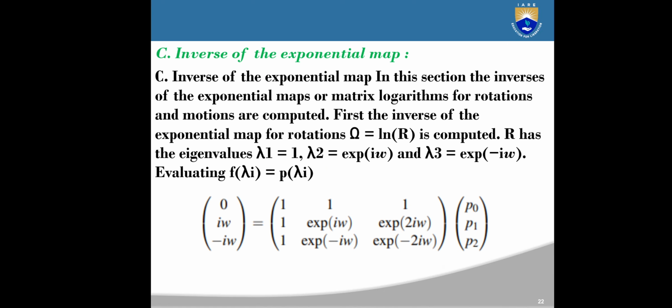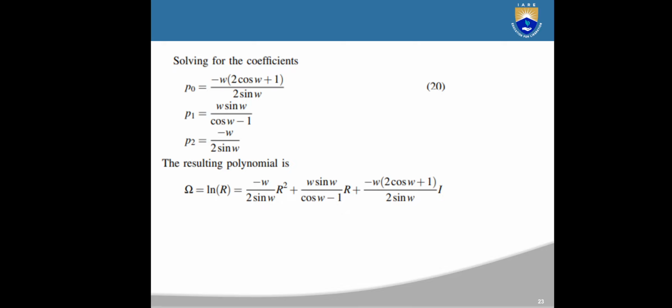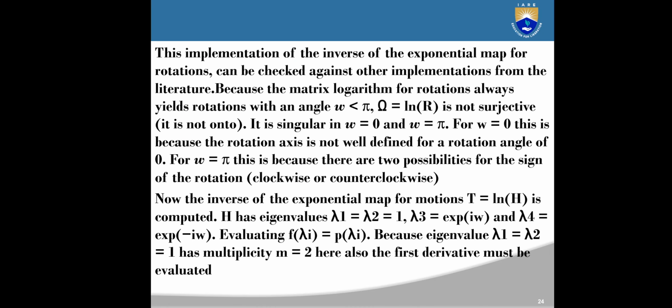Evaluating f of lambda i is equal to p of lambda i, we get the following matrix equation. Solving the matrix equation, we get the coefficients p0 is equal to minus omega cos omega plus 1 by 2 sin omega, p1 is equal to omega sin omega by cos omega minus 1, p2 is equal to minus omega by 2 sin omega. The resulting polynomial is ln of R, that is equal to minus omega by 2 sin omega R squared plus omega sin omega by cos omega minus 1 R plus minus omega cos omega plus 1 by 2 sin omega into I.